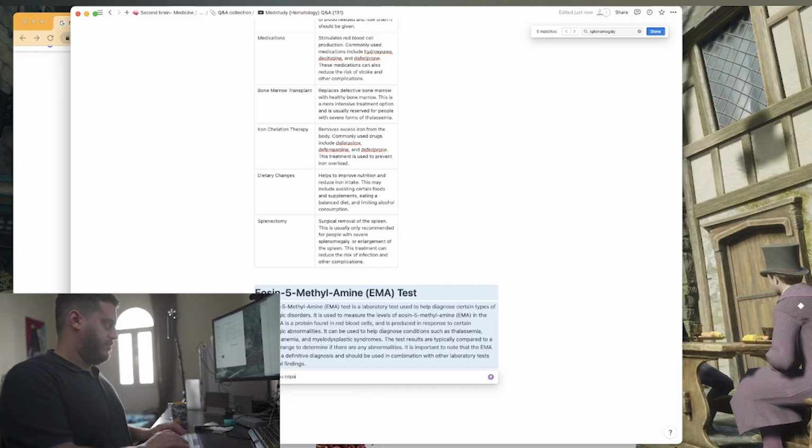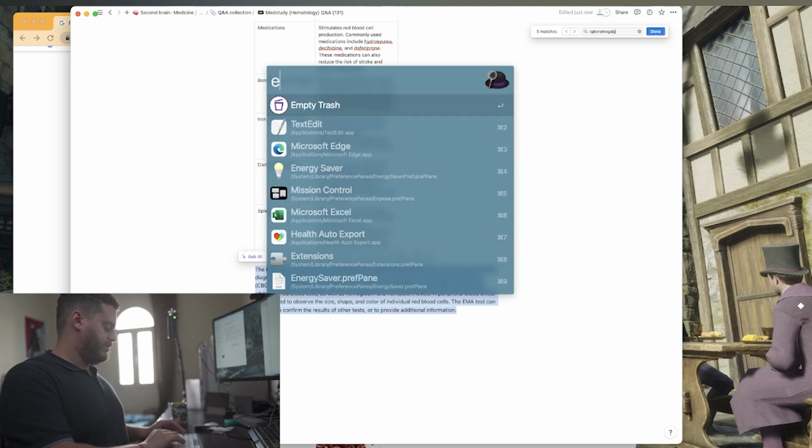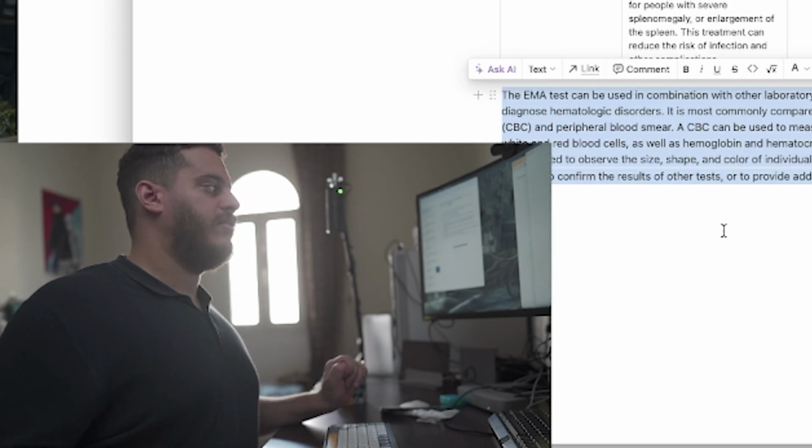Can you compare it to other tests? That's not what I'm looking for. I'm used to confirm, okay, yeah. So if you look at this AUC5, Google obviously corrects it, is a flow cytometric widely used, so this is not accurate, unfortunately. However, this can be worked through.